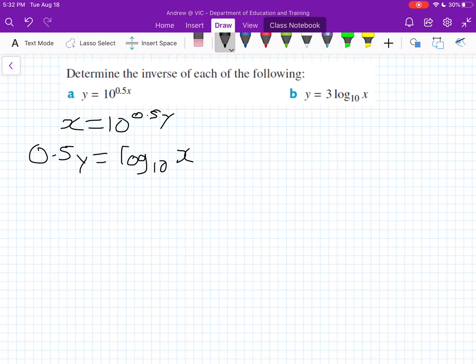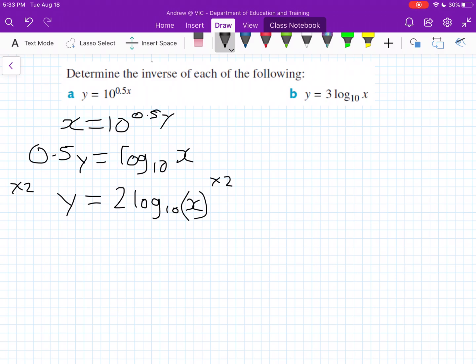So to make y by itself, we can make this 1 times y, and we times it by 2, or you could divide by half, but that means the exact same thing. So y is going to equal 2 log 10x. And you can leave it like that. There's no need to rearrange it to make it x squared. That's fine there. So that's your answer for your inverse.